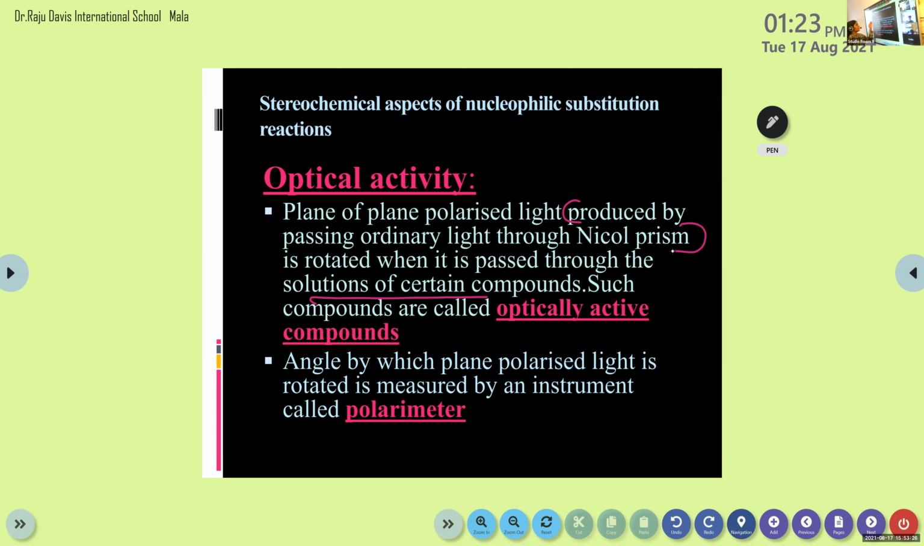So the plane of plane polarized light that is produced by passing ordinary light through a Nicol prism is rotated when it is passed through solutions of certain compounds. Such compounds are called optically active compounds, and this phenomenon is known as optical activity. The angle by which the plane polarized light is rotated is measured by an instrument called a polarimeter. Okay, how much is the rotation towards the right or left can be measured by a polarimeter. Clear?